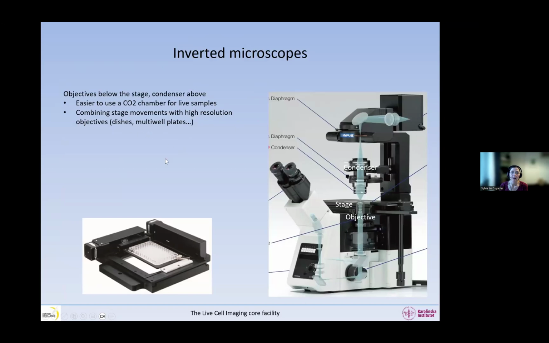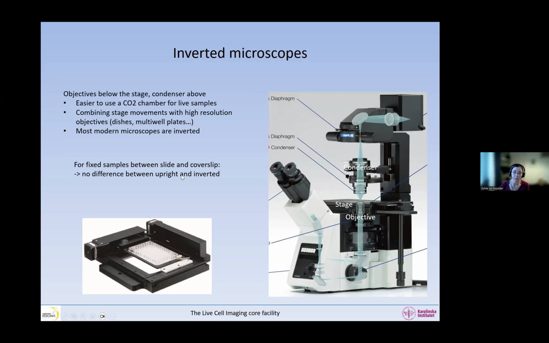We can also use the stage movement, since the objective is not influenced by what happens above the stage. We can use multi-well plates and different types of dishes, so we have a lot more freedom to move the object, and we still have the objective very close to what we're imaging, compared to an upright microscope. For that reason, most modern microscopes are inverted, and this is the case for most microscopes in our field.